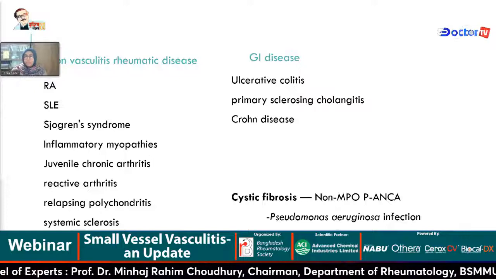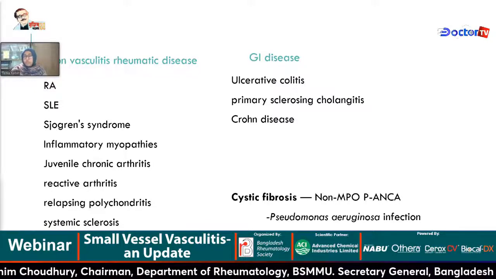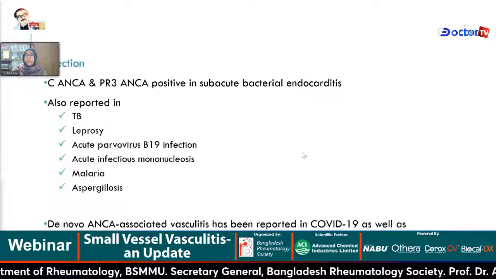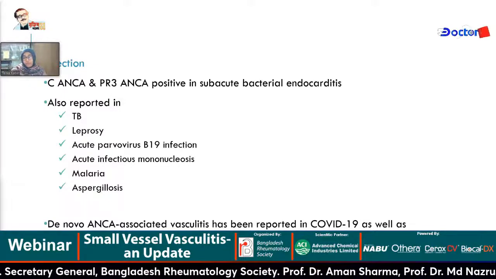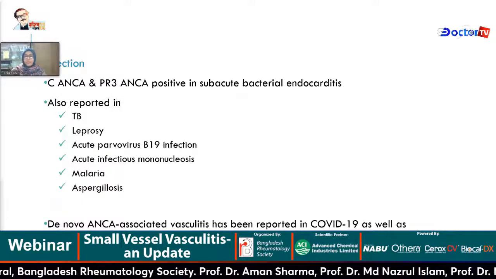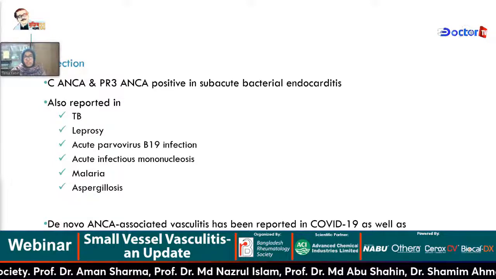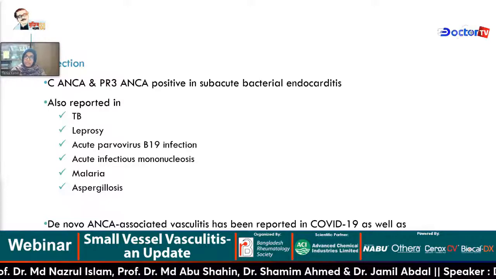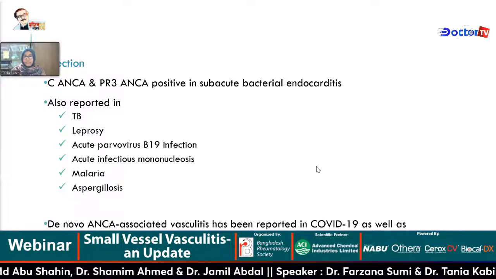In cystic fibrosis, non-MPO P-ANCA are found. There is a strong association with Pseudomonas aeruginosa infection and colonization. C-ANCA and PR3 ANCA positivity is found in subacute bacterial endocarditis. ANCA is also reported in tuberculosis, leprosy, acute infectious mononucleosis, and aspergillosis. De novo ANCA-associated vasculitis has been reported in COVID-19 as well as following administration of COVID-19 mRNA vaccines.